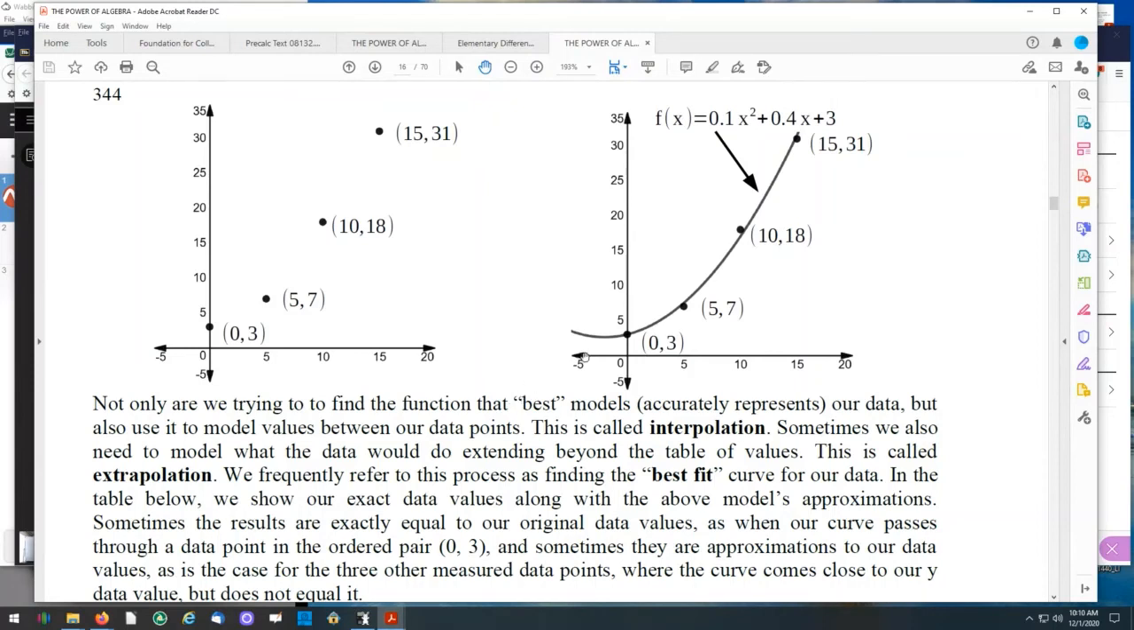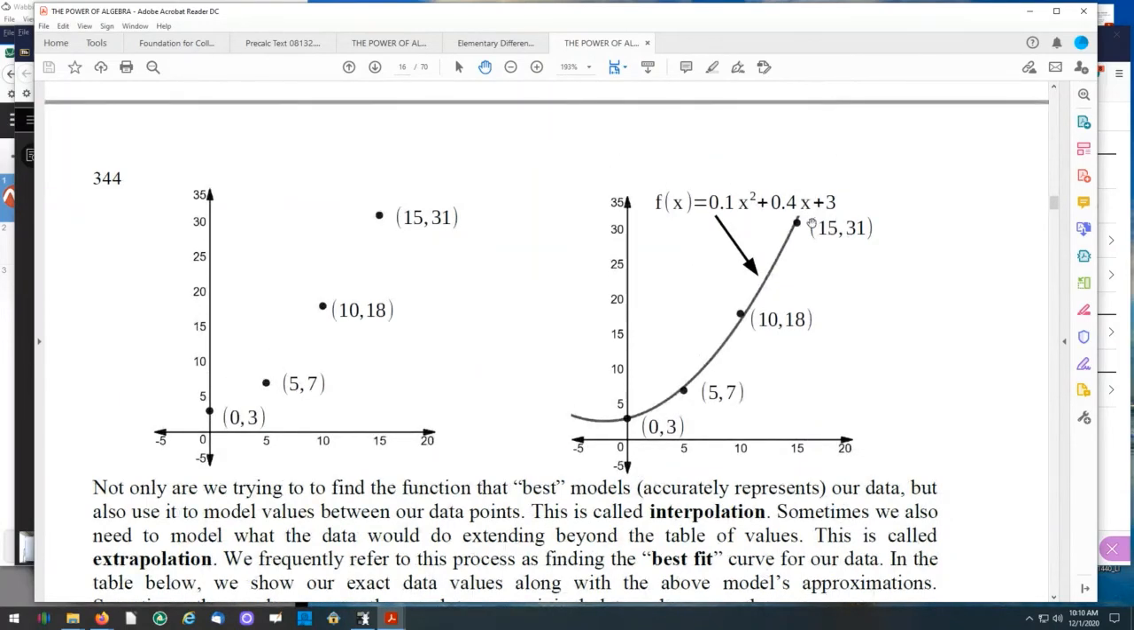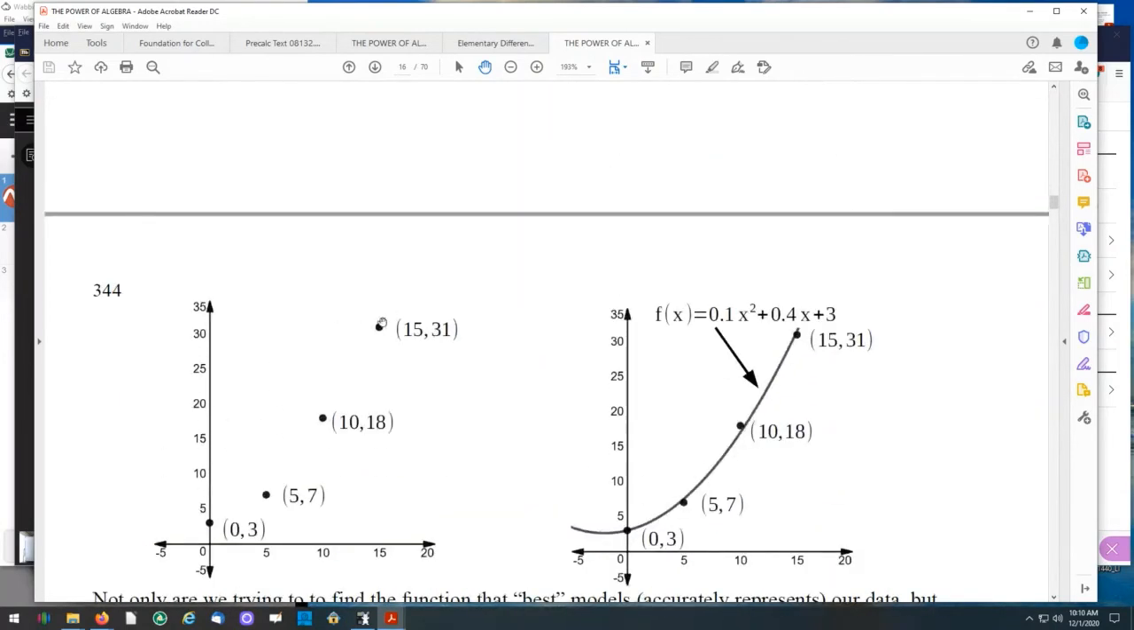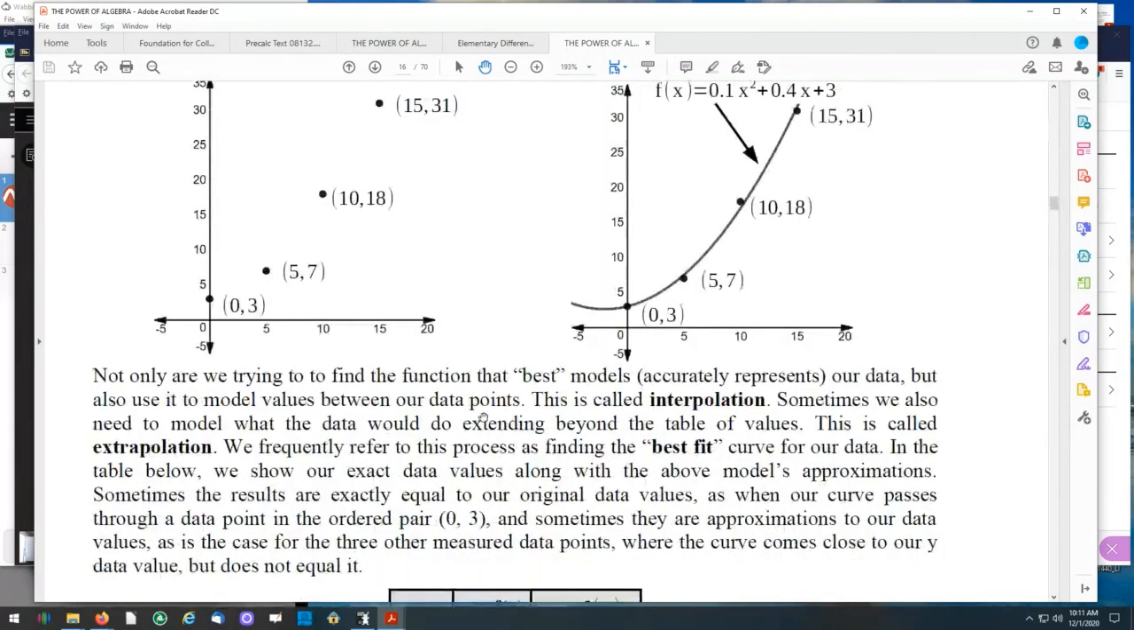Now, sometimes you would like to extend your model beyond the data sets. My data point ends here. I would like to see, does it go in the same direction? Which direction does it go in over here? That is called extrapolation. When you go either to the left of your last left data point or to the right of your last right data point, that is called extrapolation. You go beyond your interpolation.